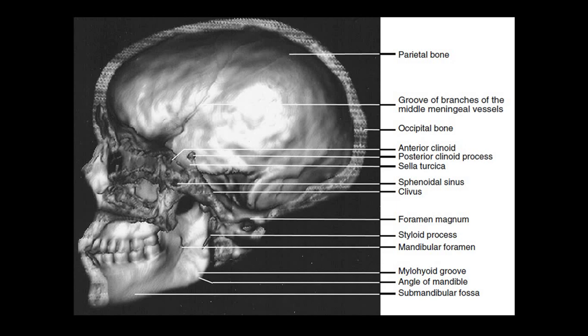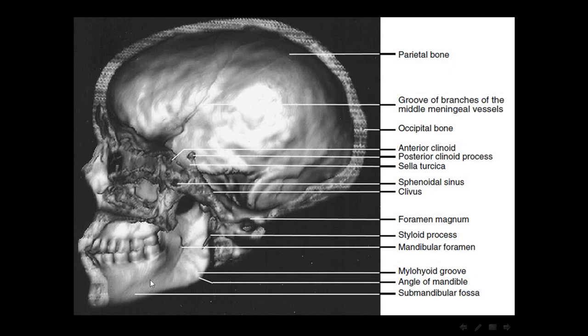This is a sagittal section, 3D reconstructed. So here we can see the parietal, and these are the groups that we talked about previously. Sella turcica, clivus, sphenoidal sinus, and here we can see the inner part of the mandible.